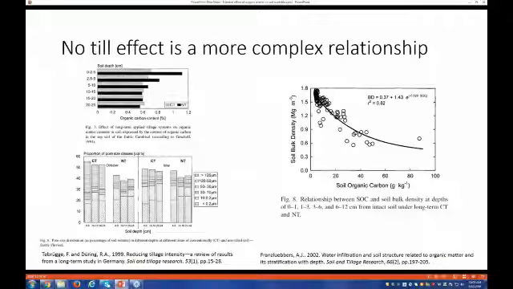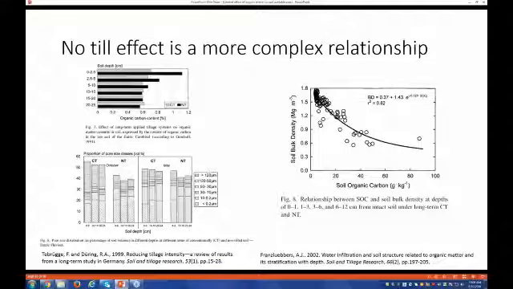And the no-till effect is also a complex relationship. It's not a direct relationship where no-till means a lot more carbon, and more carbon means more porosity and more water stored in the soils. On your right is a study from the US. When they do no-till, it's a clear outcome that with increasing carbon content, you get a decrease in bulk density or an increase in porosity.